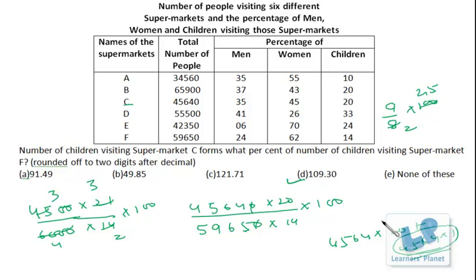So 109.3 is the correct option. Don't have to worry about none of these. And the other options are quite weird. It's less than 100, it's less than 100, and it is much bigger than 112, right? So just try to understand this approximation.